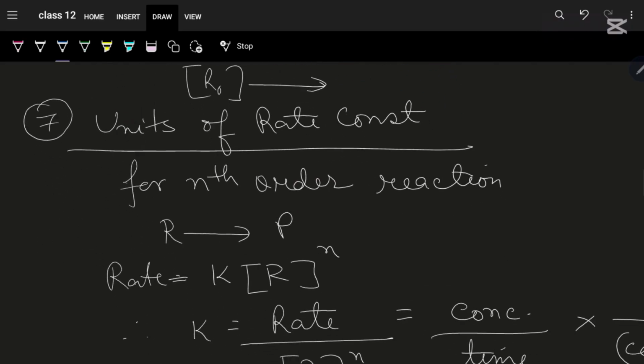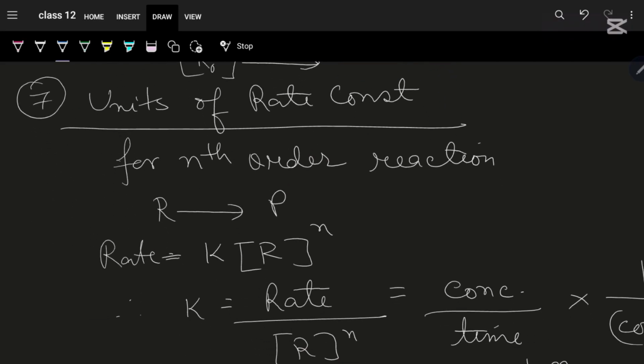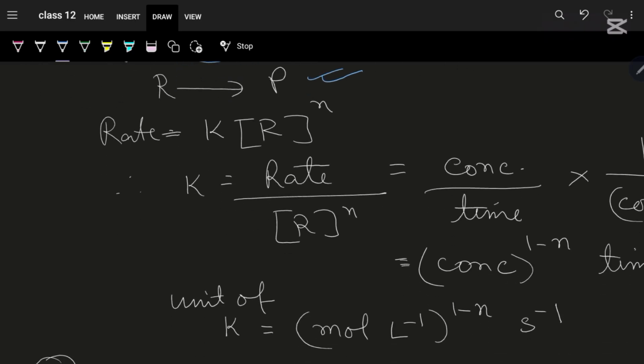Now, units of rate constant for nth order. If you study for a general reaction, then you can place it in any order of the reaction. So if you assume reactant to product, this is the elementary step. Elementary step means a single step reaction. Rate of the reaction is equal to K into R, molar concentration R raised to the power N, because I am assuming it is an nth order reaction. So K is equal to rate by R to the power of N.